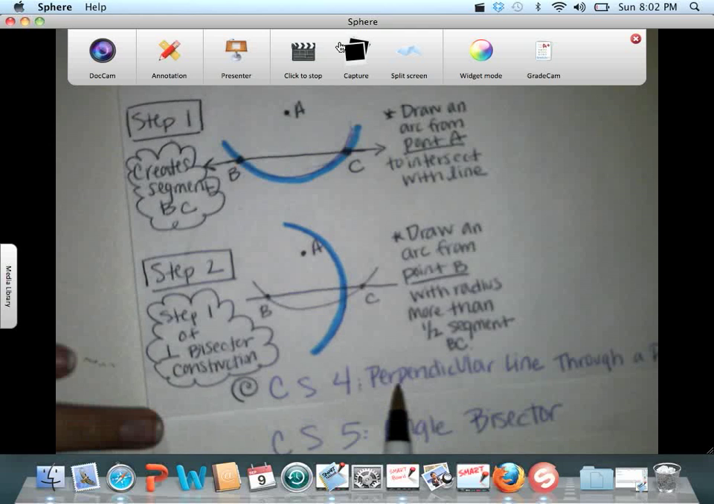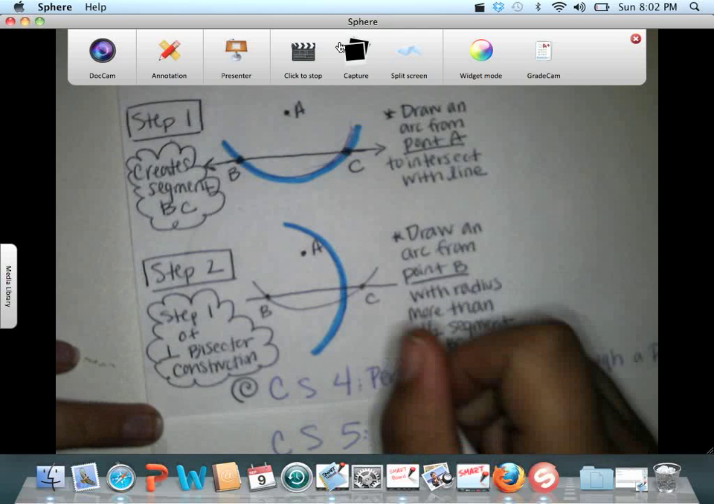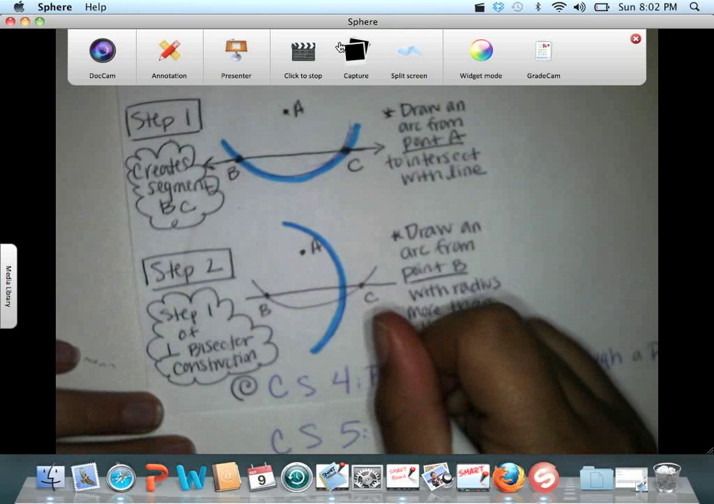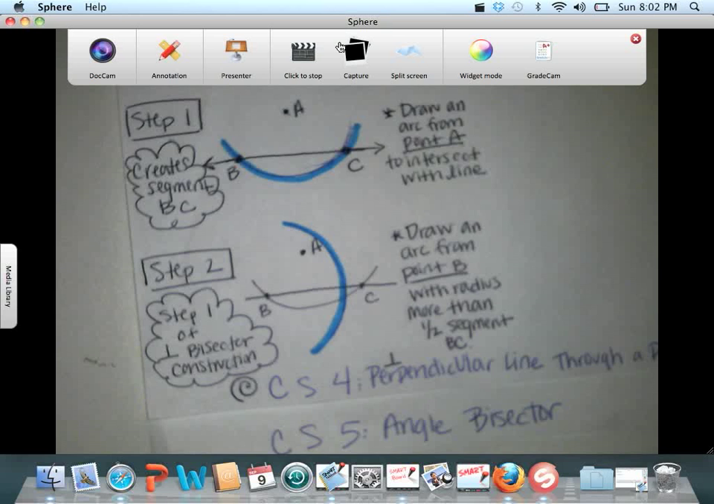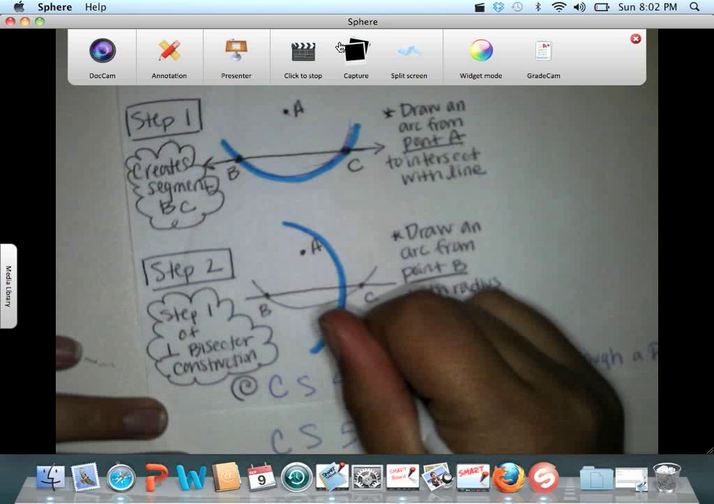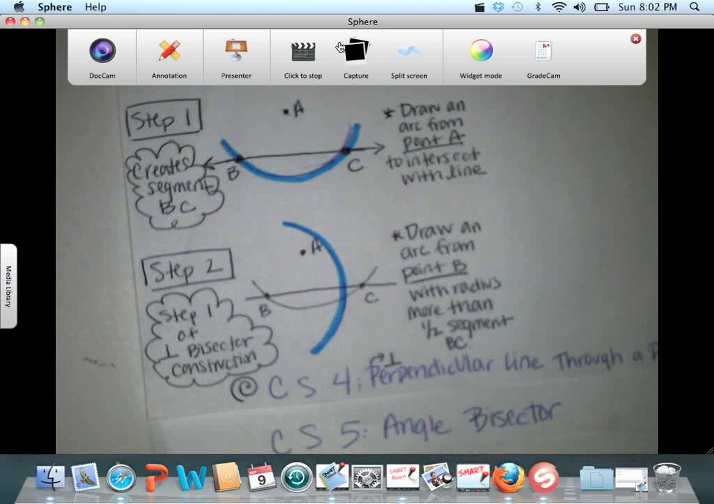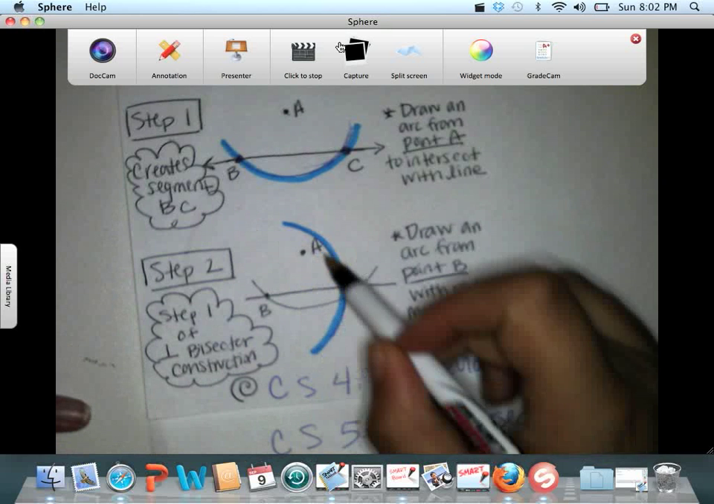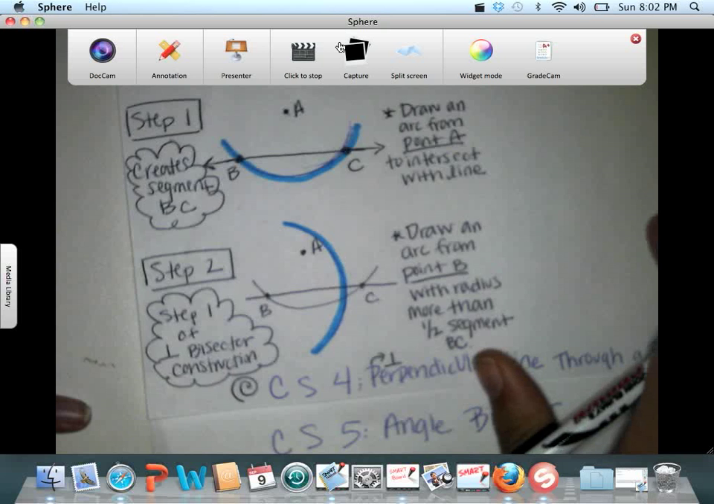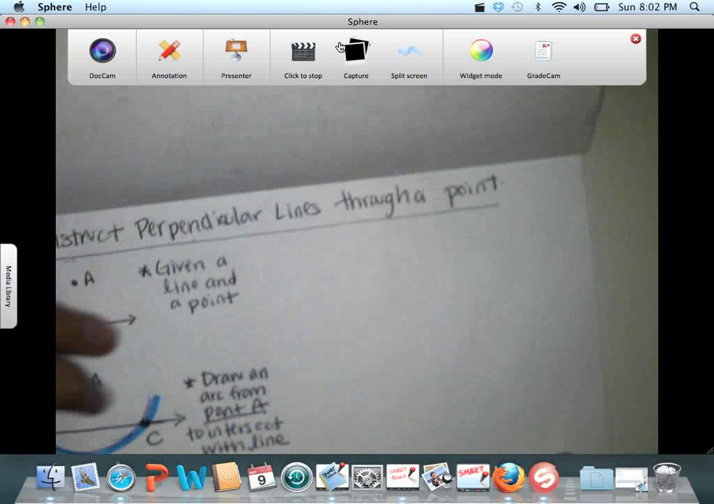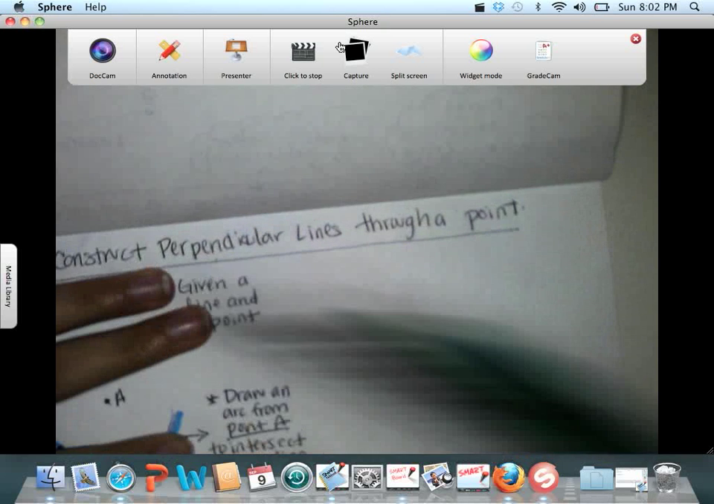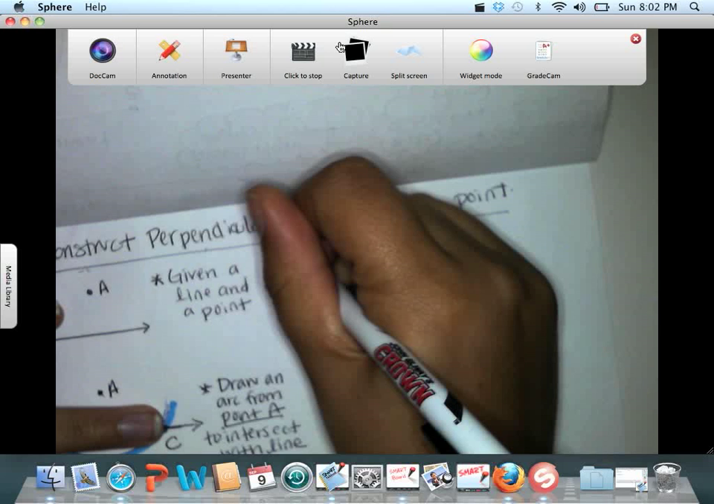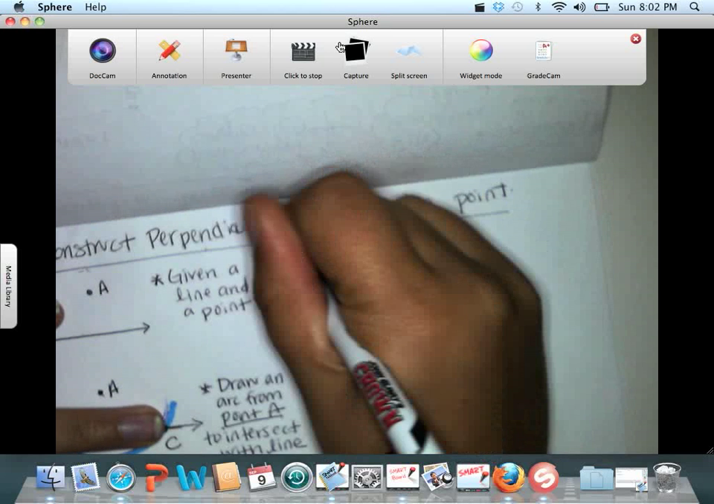And just remember, the symbol for perpendicular is essentially a T upside down. Okay, so that means perpendicular. Okay, so that's step 2. All we did was draw this blue arc right here. Okay, so now I'm going to move over and do step 3. So step 3.